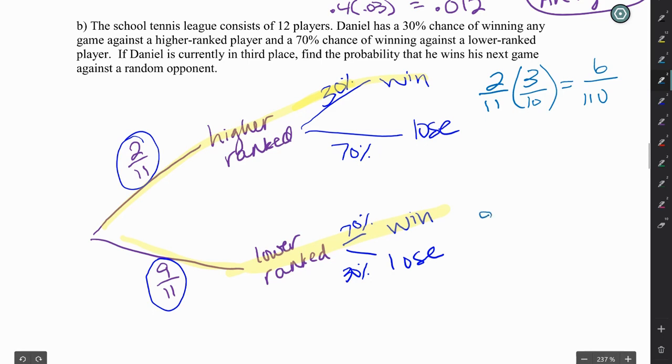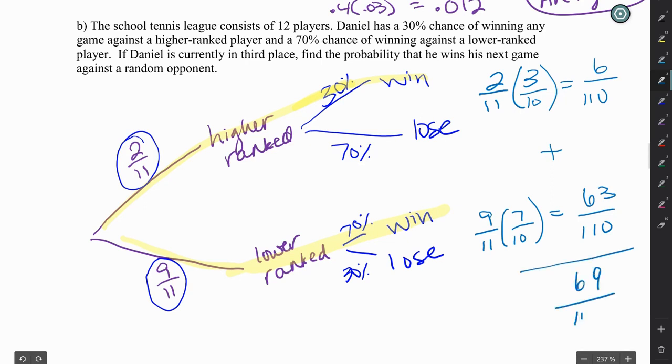On the bottom, it would be 9 elevenths times 7 tenths, which would be 63 out of 110. Now we add those together, so we get 69 out of 110.